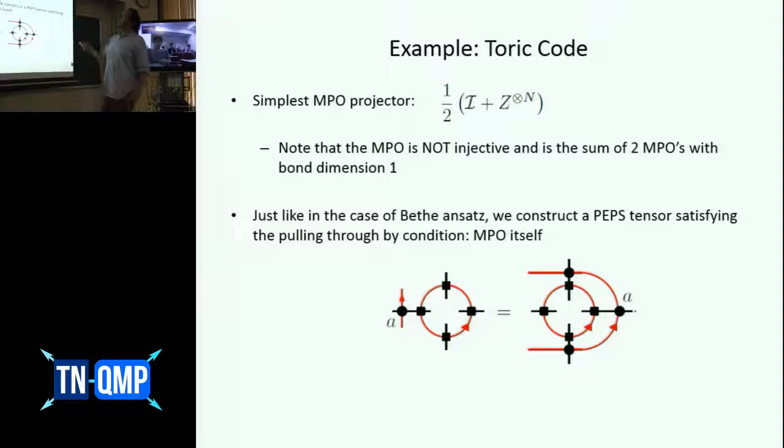And what is crucial here is to see that this matrix product operator is actually not injective, because it's a sum of two injective matrix product operators with bond dimension one. So that's why you already see that you will need the fundamental theorem. Given the symmetries that are characterized by a matrix product operator, you will want to bring this into its block diagonal normal form, and then look at the algebra of these things. This is exactly what happens.